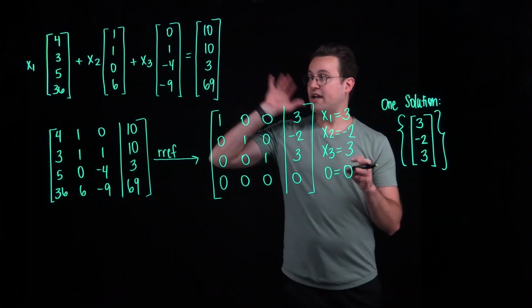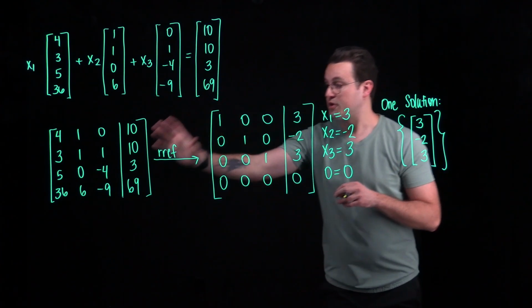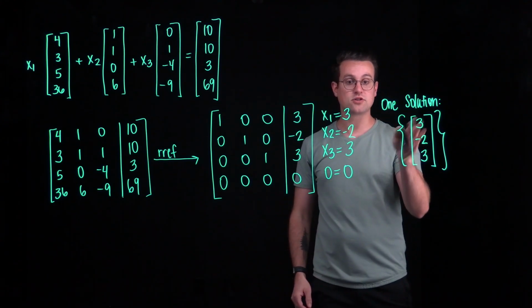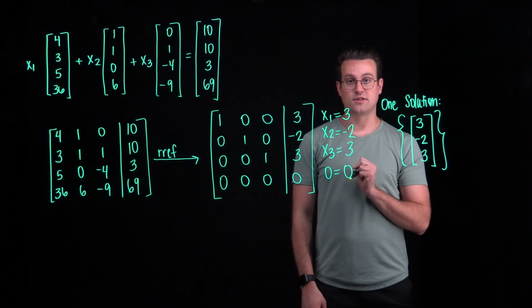So again, we started with a vector equation, we put it into a matrix, we row reduced, we interpreted that, we found we had one solution, and then we described the set using our set notation.